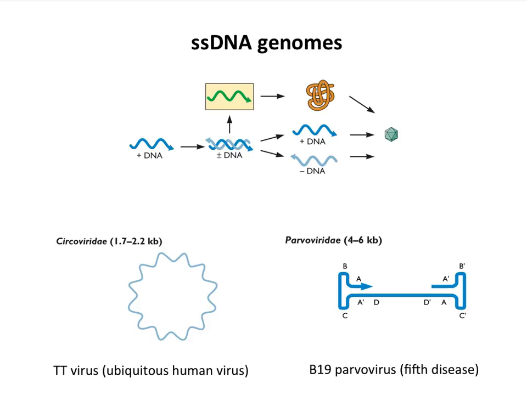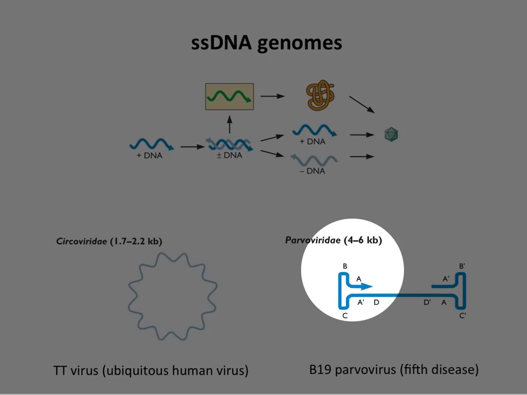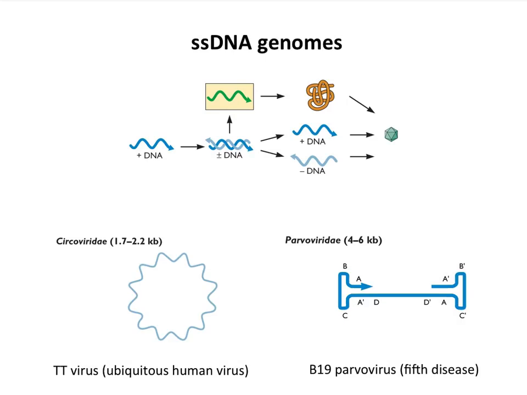The other genome configuration is shown by the parvoviridae. These have linear DNA, single-stranded linear DNA genomes. The ends are base paired to form these panhandle structures. And these have a role in genome replication, as you'll see. An example of a parvovirus is B19 parvo.